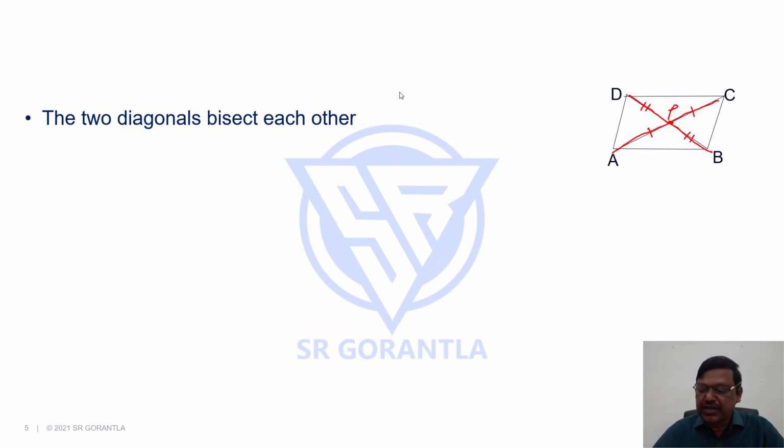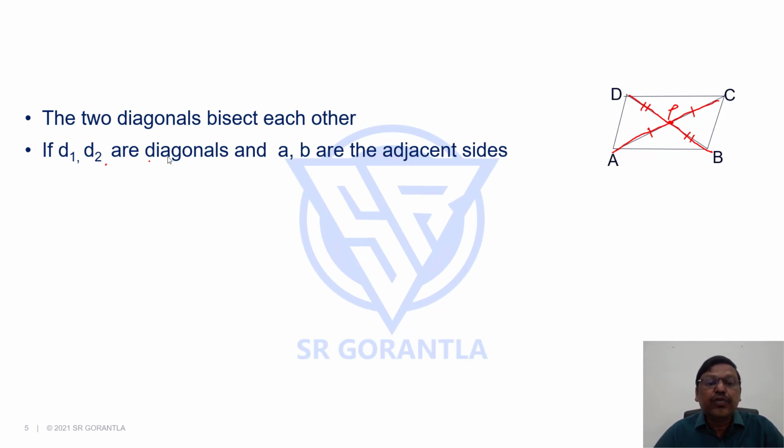And the next point is the relation between diagonals and sides. If D1, D2 are diagonals and A and B are the adjacent sides, the relation is D1 square plus D2 square equals 2 into (A square plus B square). A and B are the adjacent sides because opposite sides are equal. And D1, D2 are the two diagonals, right? So these are a few important points on parallelogram. Now let's apply these points and answer a couple of questions.